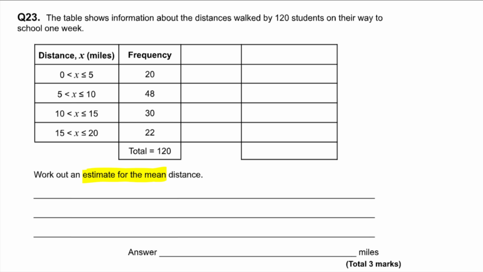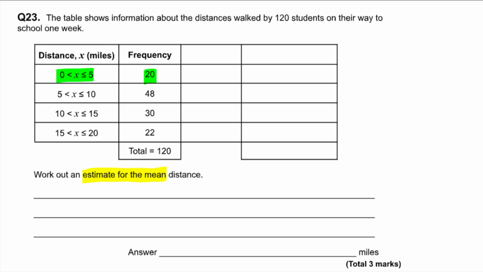Normally when you work out a mean, you add up all the distances, then divide by the total number of things, and that gives you your mean. But we don't know the precise amounts, do we? Because we just know that these 20 students here walked somewhere between 0 and 5 miles. But how many exactly was it? We don't know. That information is not provided to us.